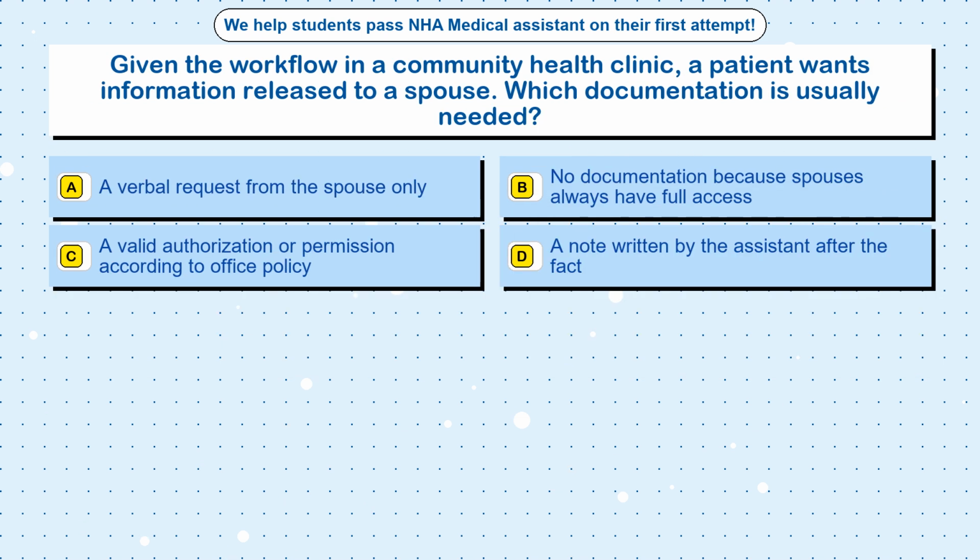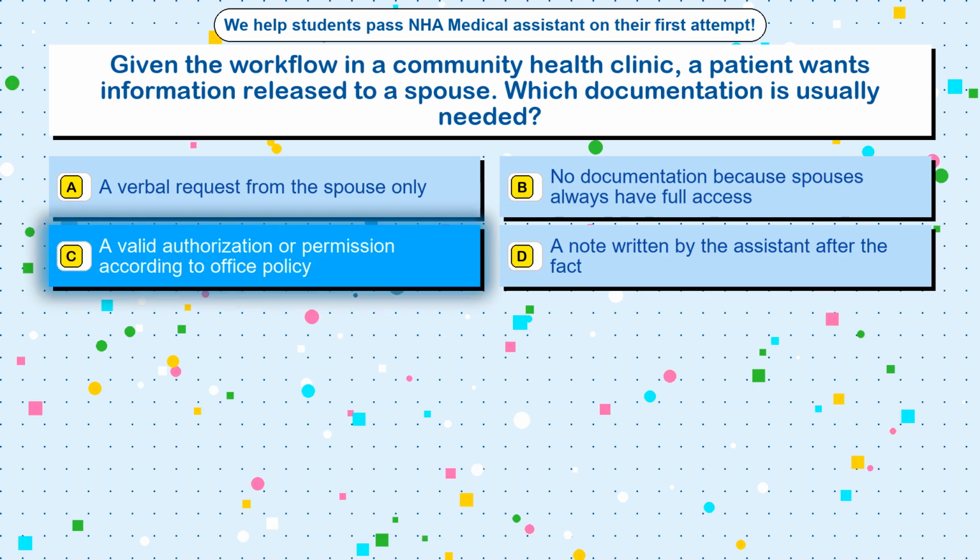Question 76. Given the workflow in a community health clinic, a patient wants information released to a spouse. Which documentation is usually needed? Option A. A verbal request from the spouse only. Option B. No documentation because spouses always have full access. Option C. A valid authorization or permission according to office policy. Option D. A note written by the assistant after the fact. The correct answer is option C.